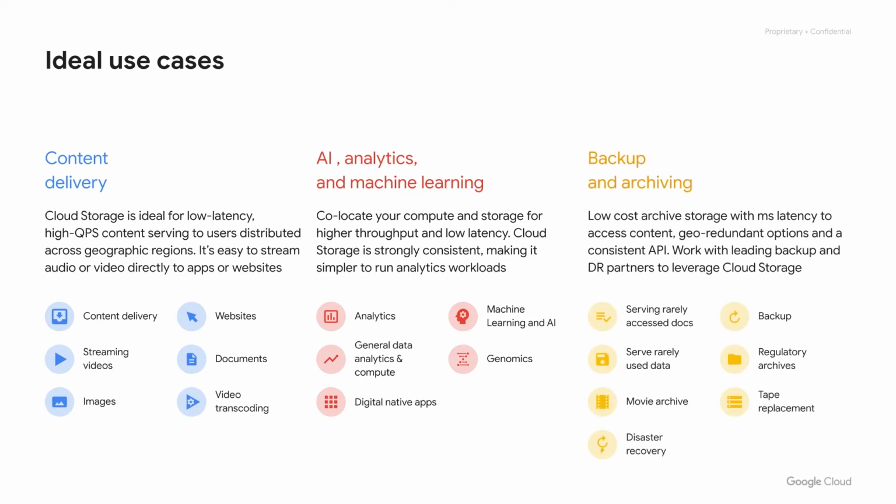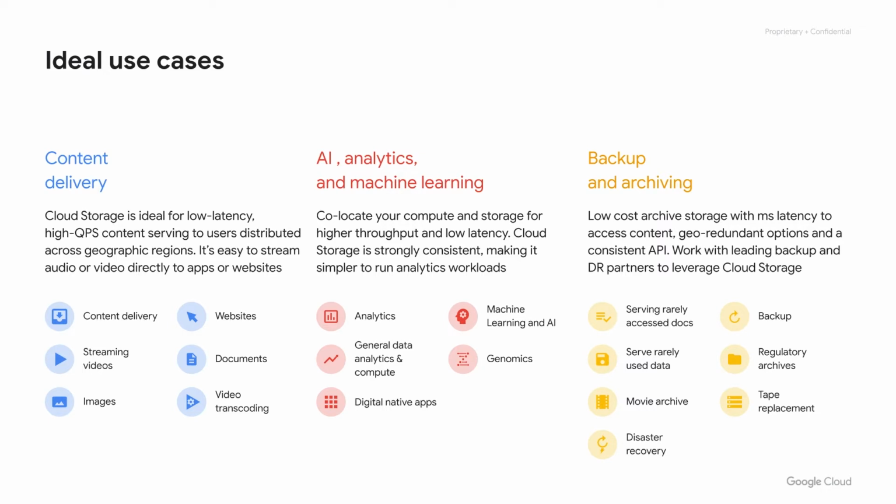Lastly comes backup and archive, which is a huge use case. Providing low-cost archive storage with millisecond latency across any content is quite important. We also provide geo-redundancy options and a single consistent API to access all the data. We work with leading backup and DR third-party partners. Not only that, we also have our own first-party service for backing up data to cloud storage as well.